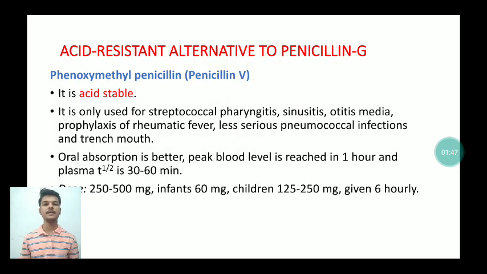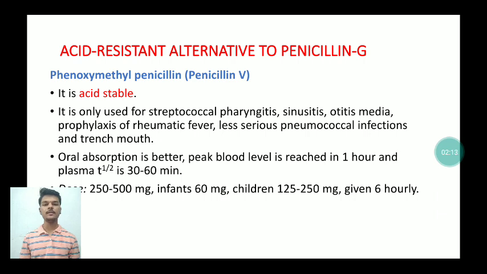So our first category is acid resistant alternative to penicillin G. As the name suggests, the drugs of this category are acid resistant. The drug we have is phenoxymethyl penicillin or penicillin V. It is an acid stable drug. It is used to treat streptococcal pharyngitis, sinusitis, otitis media, less serious pneumococcal infections, trench mouth, and in the prophylaxis of rheumatic fever where the oral drug is required.